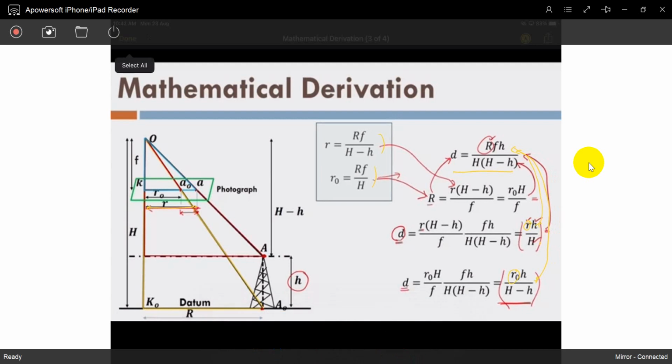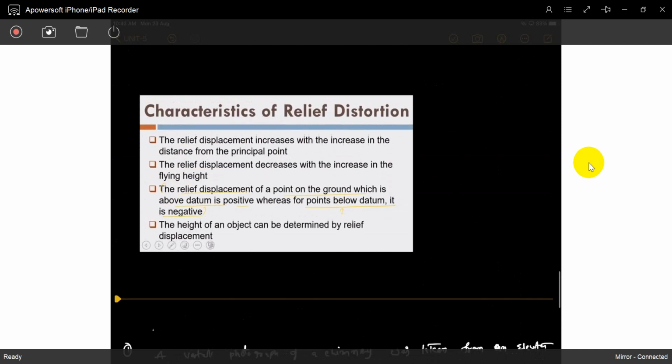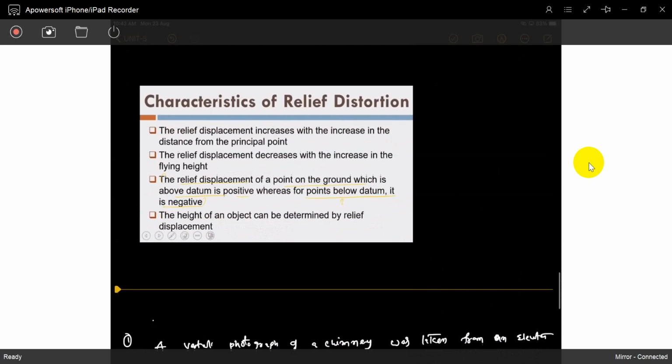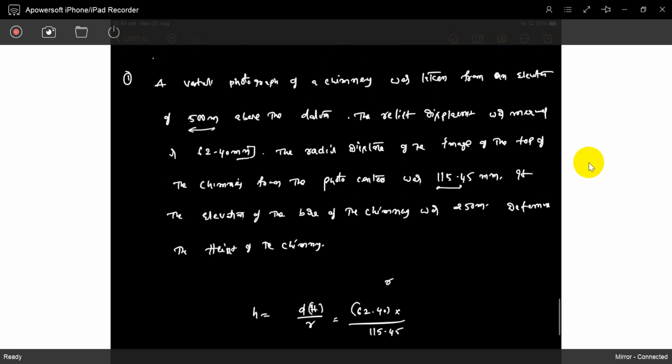Okay, see, the height he has given. So what is h? h you can call dH by R. That's it, no? h equals dH by R. So see, what is d? Relief displacement is 52.4. So what is R? R is 114.5. So what is H? The flying height is 500 meters.